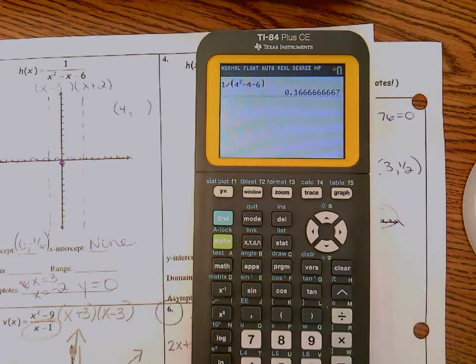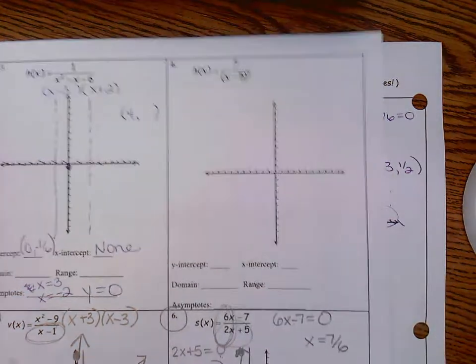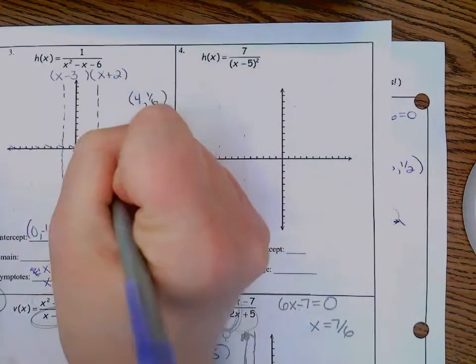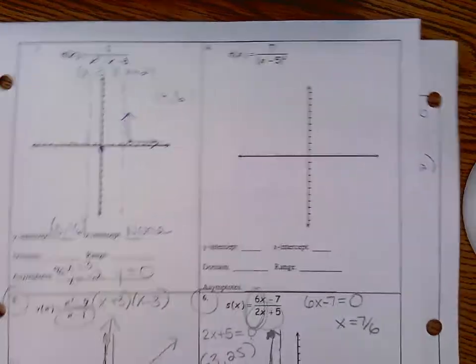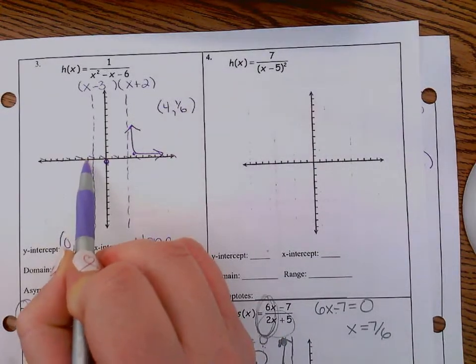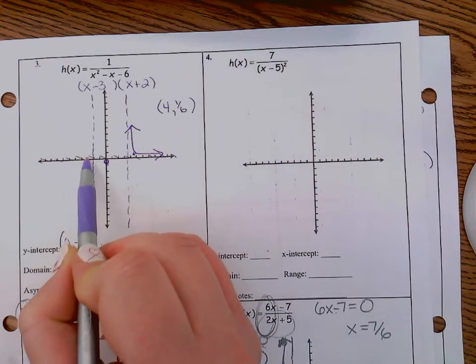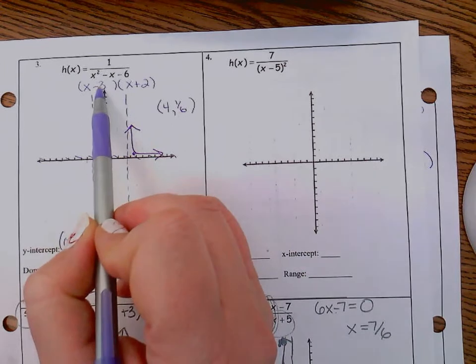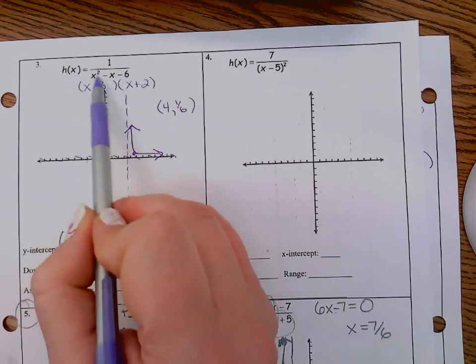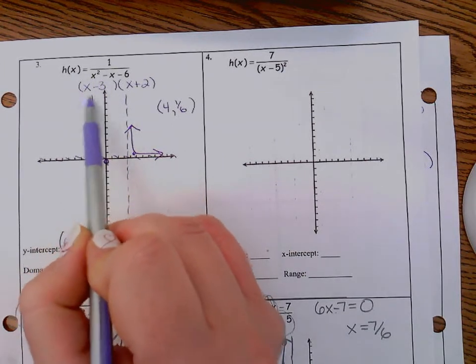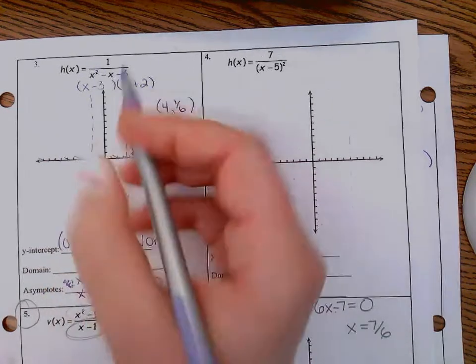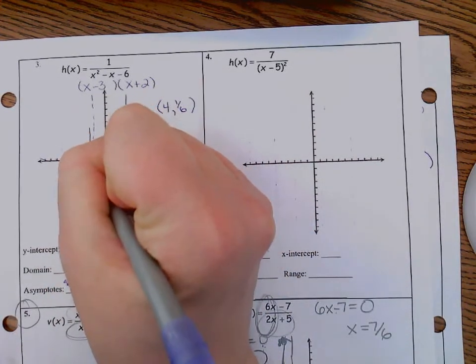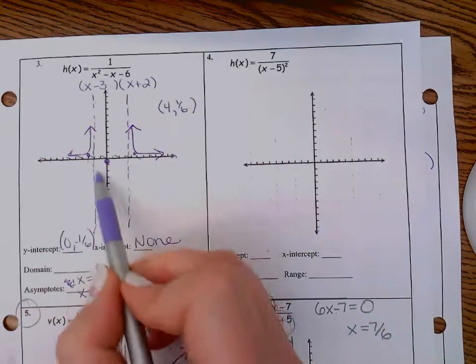Is that 1/6? Okay, so I was right. So at 4, I'm at positive 1/6. So this elbow is up here in positive land. What about when I plug in negative 3? When I plug in negative 3, I get a negative number here. So I get negative 6, and I get a negative number here, negative 1. So I'm also at positive 1/6 on this side. So the only funny thing is what's going on in this middle section.